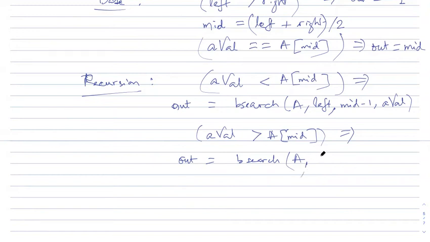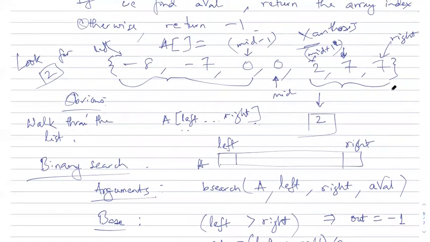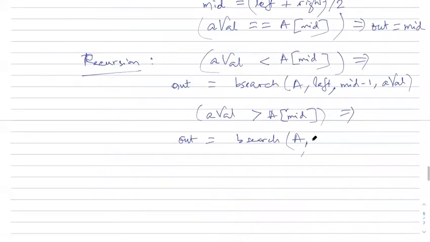What should be the range here? You want to look here? Mid plus 1 to right. Exactly. So mid plus 1 to right and a val, right? Okay.